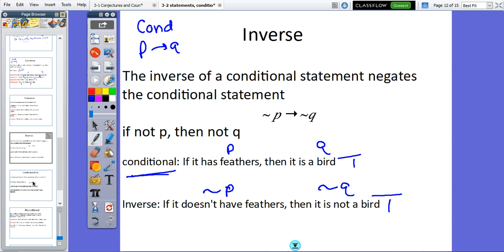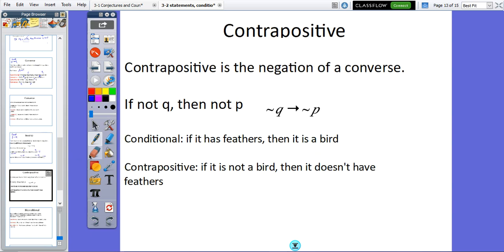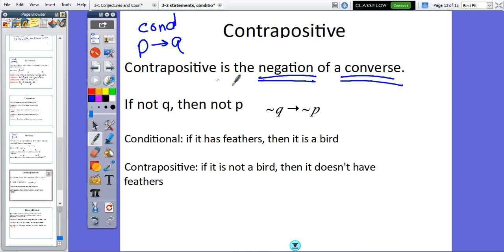Let's look at our contrapositive here. Contrapositive kind of puts the two together. Remember, our conditional statement, I'm going to keep saying that 1,000 times, comes in the form P implies Q. Now, contrapositive negates it as well as flips the statement. So it does the negation of a converse, or just negates it with a squiggle, and then converse it, flips it. So we're going to flip the two and then negate them both.